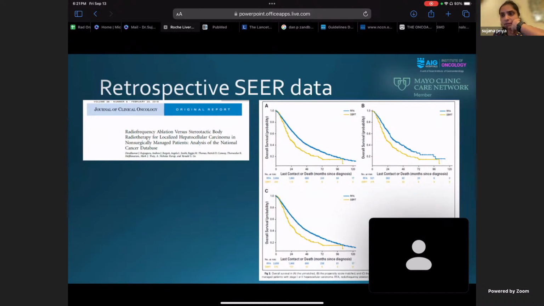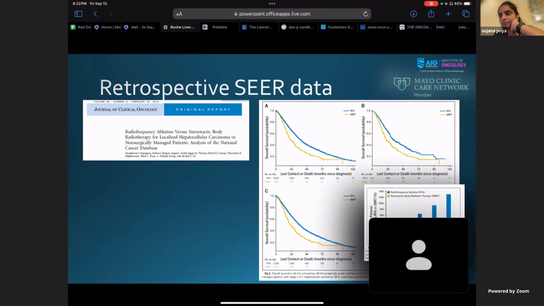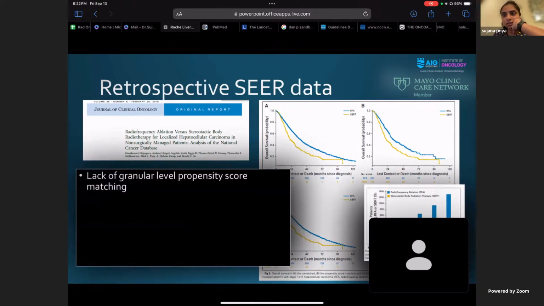If you look at the retrospective SEER data comparing different modalities, one of the first established local treatments was radiofrequency ablation and microwave ablation. If you look at the comparison between those two, of course, we don't have any RCTs for comparison, it's just retrospective SEER data. There is a superiority showing that RFA is definitely better than SBRT.